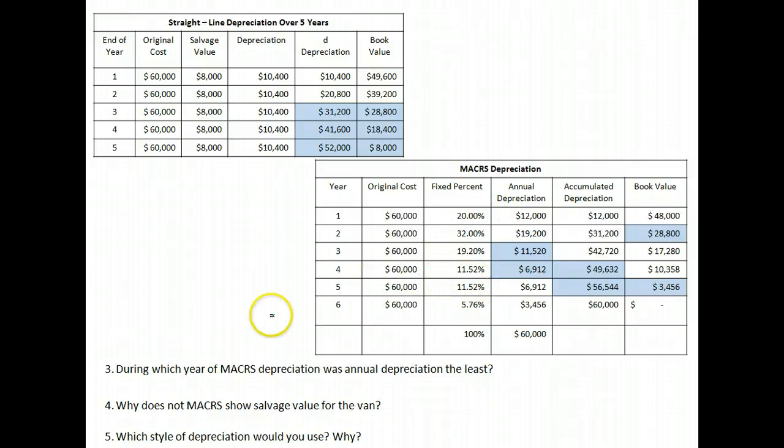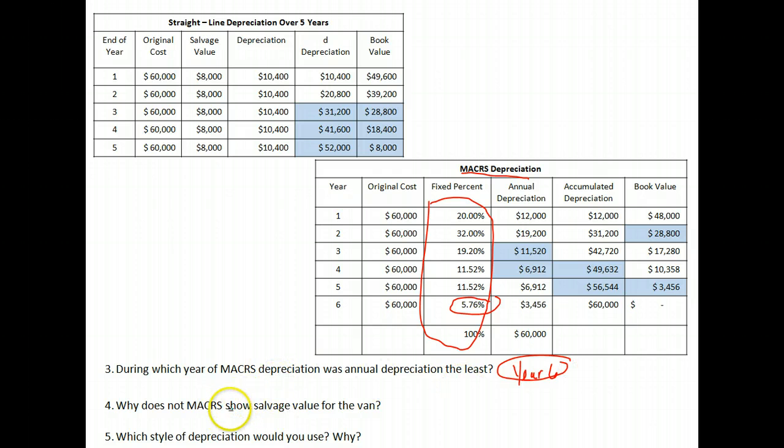Okay, question 3. During which year was the MACRS annual depreciation the least? What do you think? So we're looking at this type of depreciation. Here's our percents of depreciation. When was it the smallest amount? Which year? Well, 5.76% is the smallest, and that was in year 6.